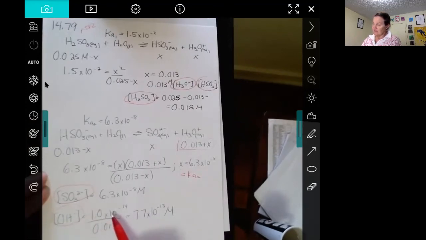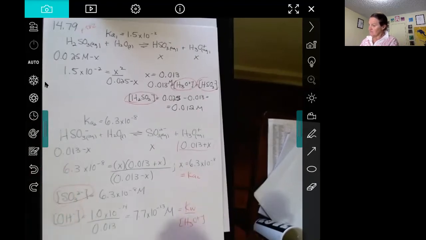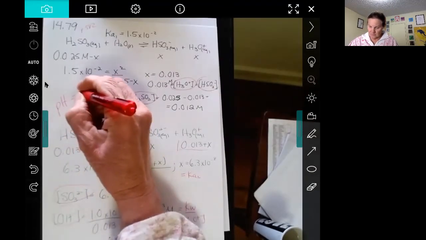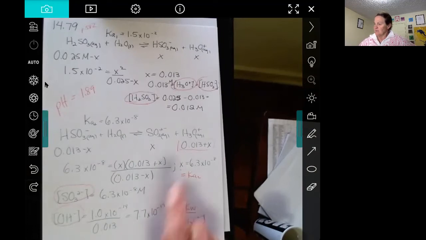OH minus is Kw divided by the H3O plus concentration. And did I ever do the pH? They always ask you for the pH. I didn't do the pH, so I'll do the pH really quickly, 0.013. So the pH, which will have 2 sig figs, is 1.89.